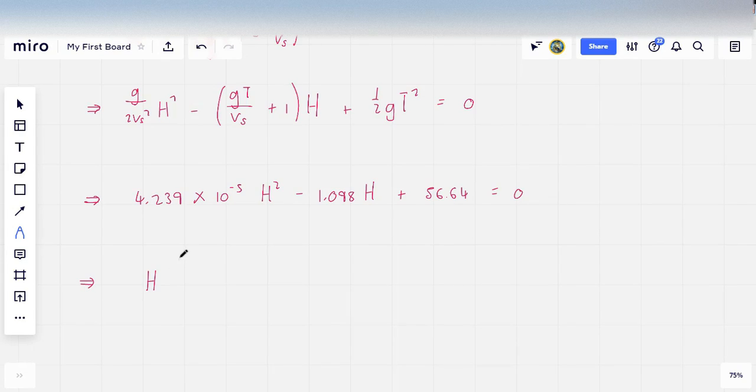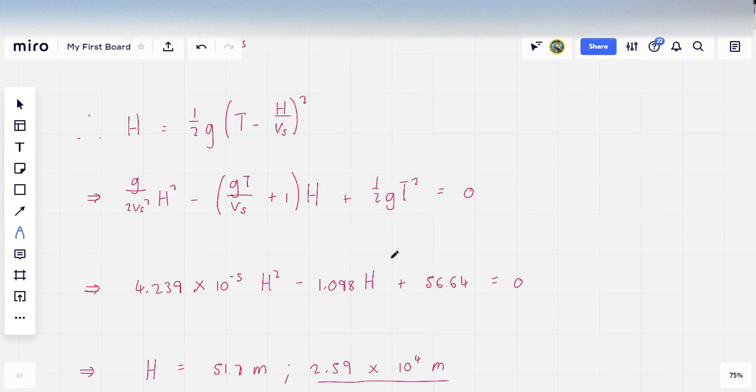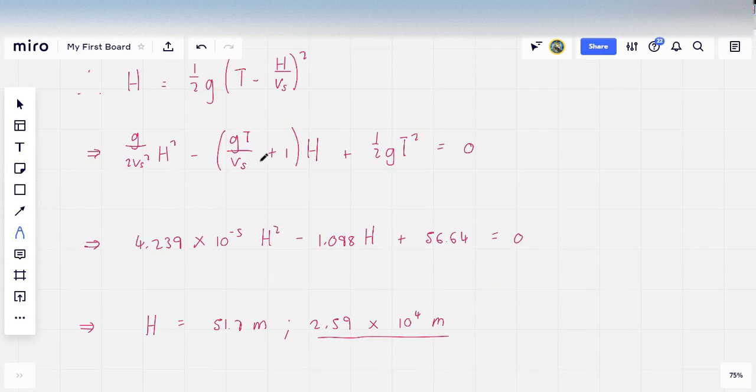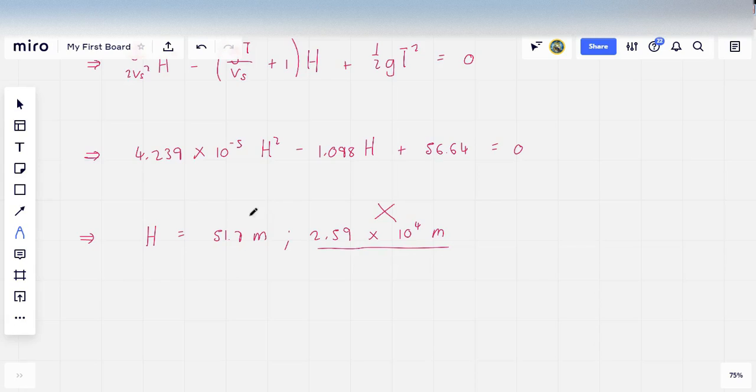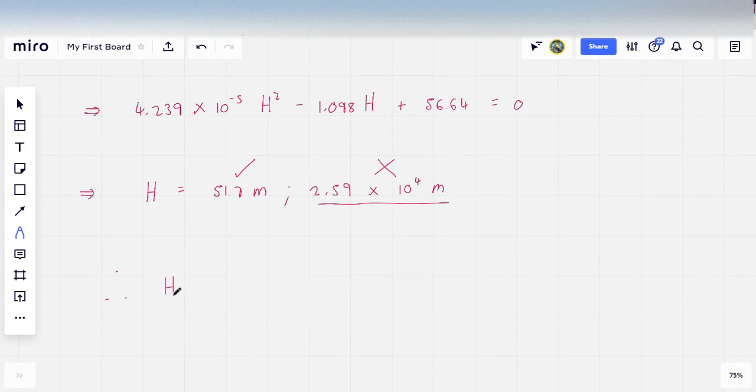to be, so actually we get two answers. We get h is equal to 51.7 meters or 2.59 times 10 to the 4 meters. Now, if we use the larger answer, then we get a negative time. So we substitute this back into the expression for t1, we get a negative time t1. So we reject that answer and we accept the smaller answer. And so the height of the cliff h is equal to 52 meters.